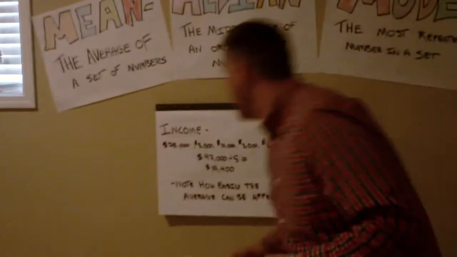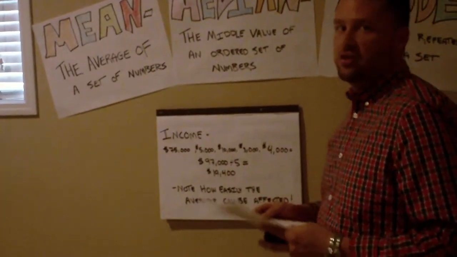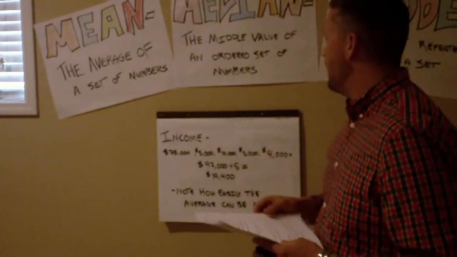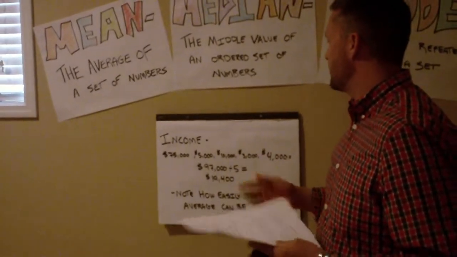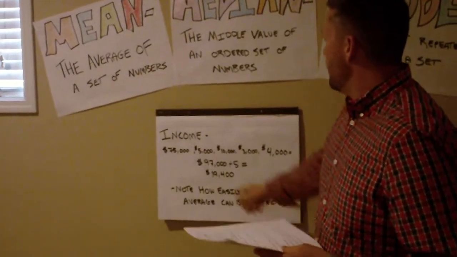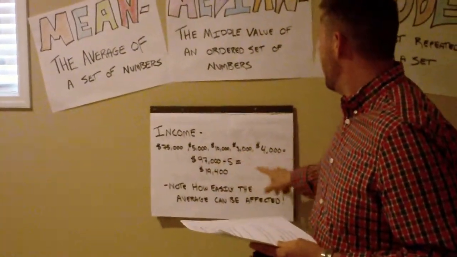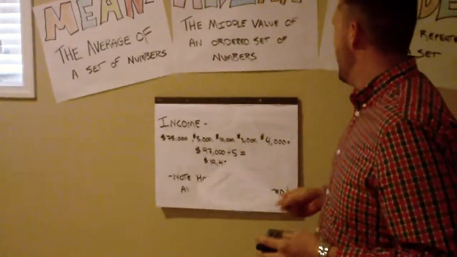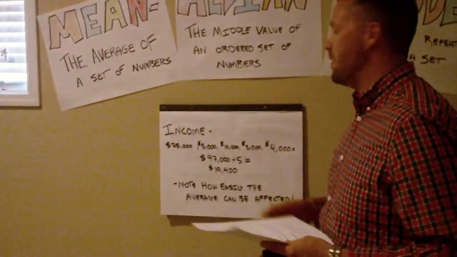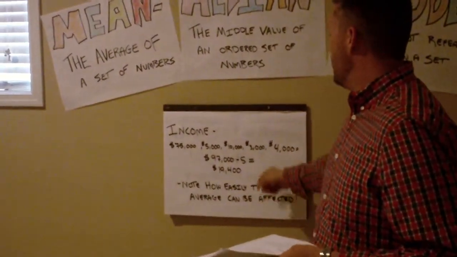Okay, we can use the mean to find the average income of a certain job position. And I'm going to show you here why the mean is not always the best way to go about things. So here you have $75,000, $5,000, $10,000, $3,000, and $4,000. If you add up all 5 of those salaries, you have a total of $97,000. If you divide them by 5, your average salary is $19,400.